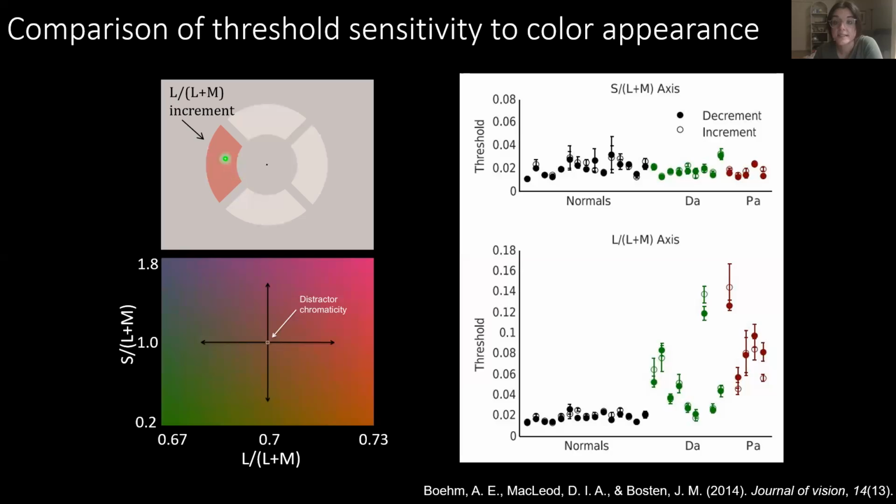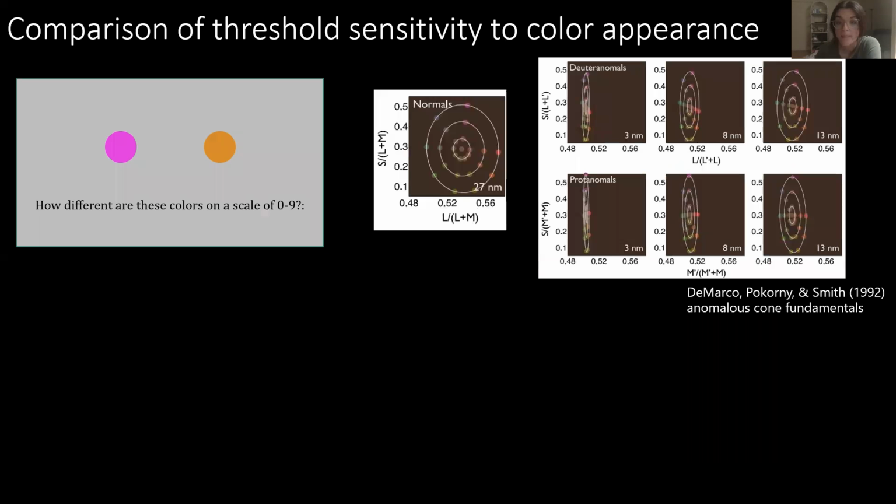And so the chromaticity of the test quadrant varied along the cardinal axes of the McLeod-Boynton chromaticity diagram. And as expected, we found that thresholds for S over L plus M, or the blue-yellow axis, were roughly equal for the three subject groups, but the L over L plus M axis thresholds, or red-green thresholds, were elevated for deuteranomals and protonomals relative to normal trichromats.